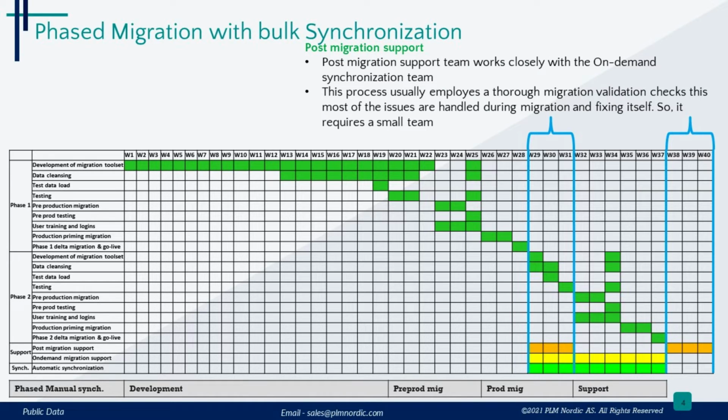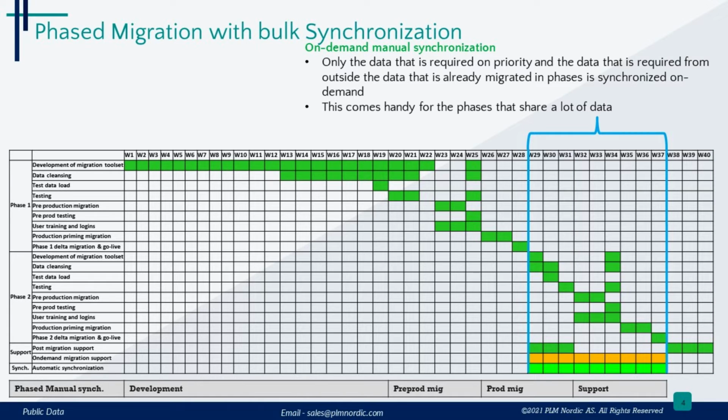In the post-migration support stage, the team collaborates closely with the on-demand synchronization team. Typically, this process involves comprehensive migration validation checks, addressing most issues during the migration and fixing them right away. As a result, a compact team is sufficient for this phase due to the proactive handling of potential issues during the migration itself. For on-demand manual synchronization, only the data urgently needed and not migrated in earlier phases is synchronized. This proves particularly useful for projects that share most of the data but are in different systems.